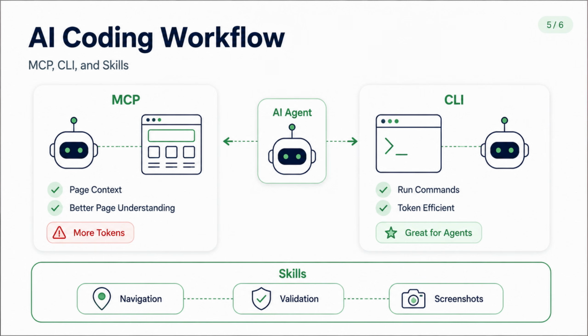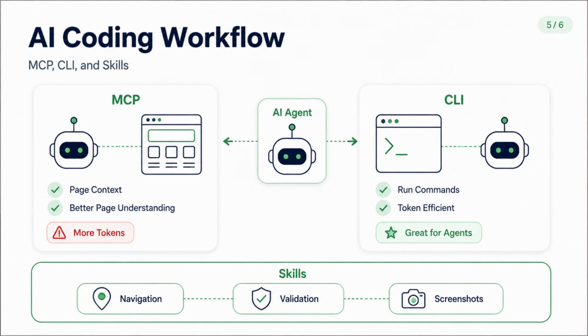However, MCP can sometimes consume more tokens because the detailed page information may continuously go into the model. And that is why the Playwright CLI is becoming very important for AI coding workflows. Now, with the Playwright CLI, coding agents like GitHub Copilot or Claude Code can generate the automation logic, run the Playwright commands, and improve the scripts automatically. And it becomes more token efficient and it works very nicely for the coding agent workflows.